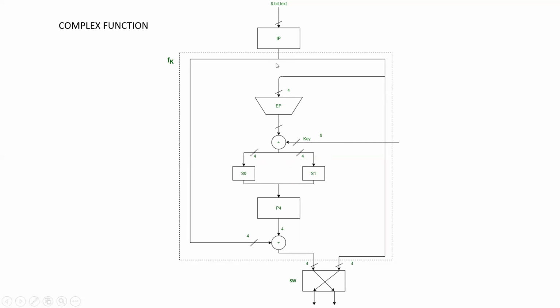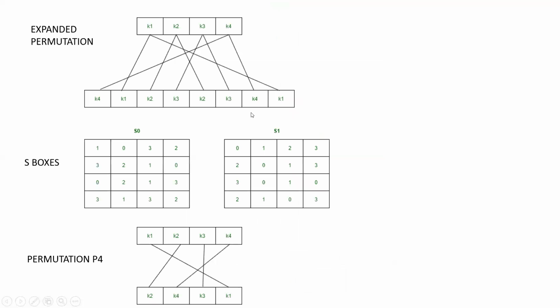In the complex function, we take the first 4 bits and the next 4 bits. The next 4 bits are given as the input to the expansion permutation. The expansion permutation is like we take the 4-bit input and expand it to finally get an 8-bit output. This process is expansion permutation.